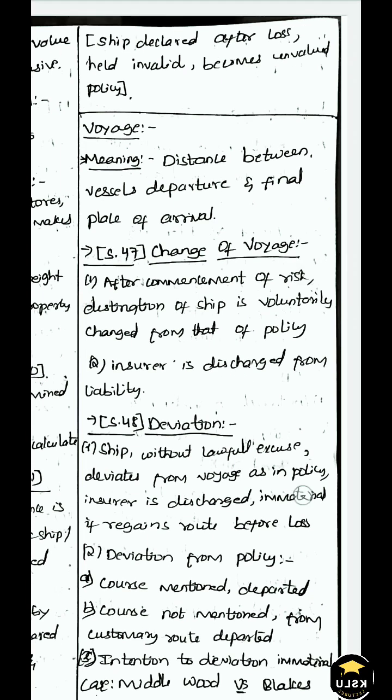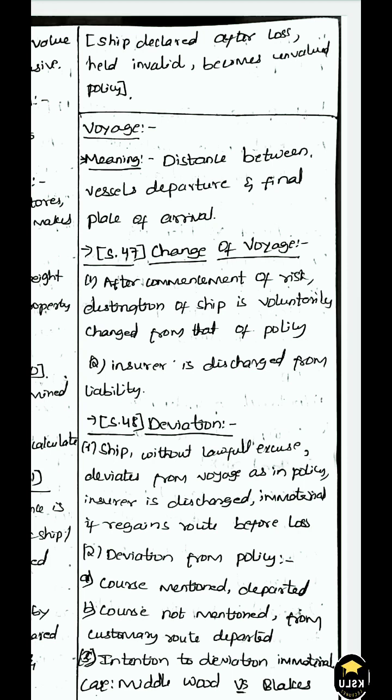Voyage. The next important concept is voyage. So what is the meaning of voyage? It is the distance between the vessel's departure and final place of arrival. So it is the distance of the ship from when it departs from the port until it arrives at its final destination. The distance it covers is called the voyage.